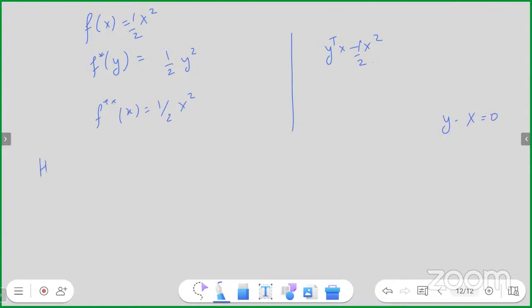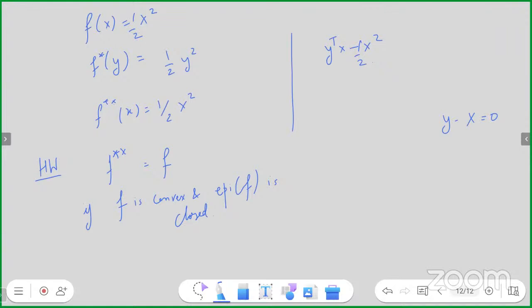So let me just state here that f star star is equal to f if f is convex and the epigraph of f is closed. No surprise that this in fact turns out to be just simply the same. You take the conjugate two times, you get back your function.